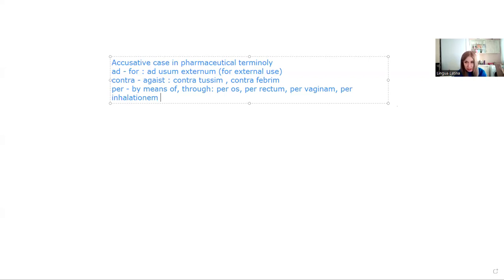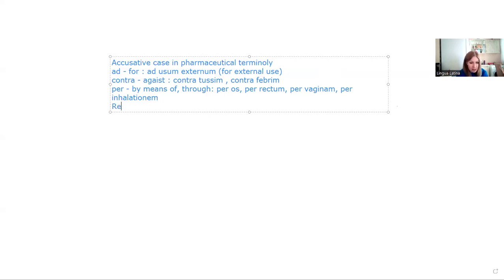It's about prepositions. Also, as you remember, in prescription, after recipe, we use genitive case. However, we've got some exceptions. The exceptions are suppositories, ophthalmic films, tablets, and aerosols. Tablets, suppositories, ophthalmic films, and aerosols are used in accusative case after the verb recipe.